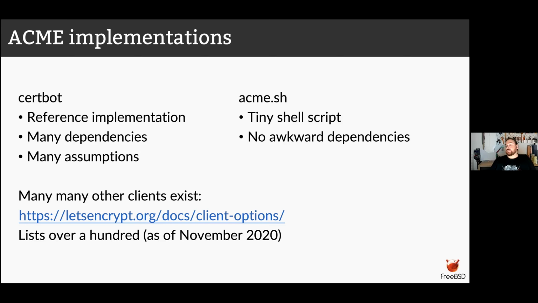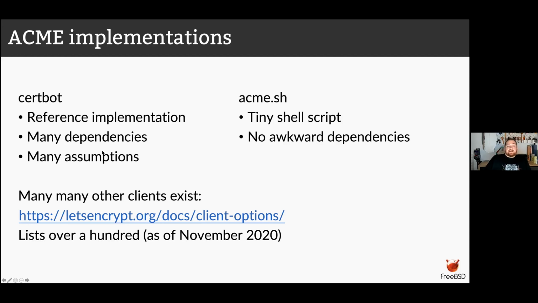What I'm going to talk about is something called acme.sh, which is a teeny tiny shell script. It is written in pure POSIX shell. It has no awkward dependencies. You can run it on any POSIX-like system that has a shell. So it doesn't even need bash. It just needs a shell, which is really quite nice.